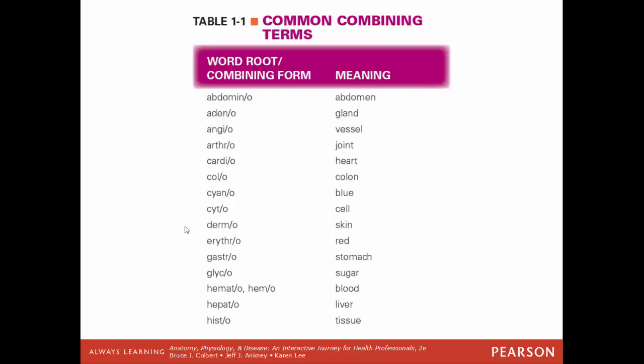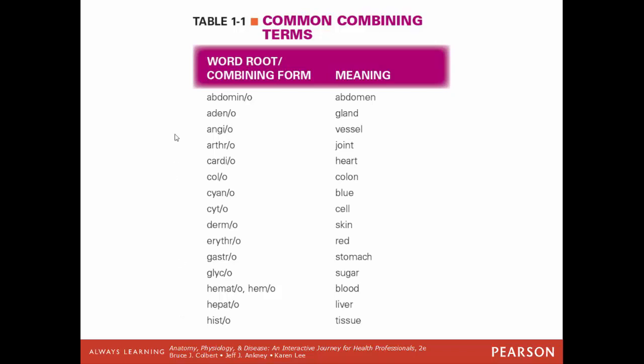And here are some very common combining terms. It would be really difficult to list every single possible combination of every prefix, every suffix, every root word. But here are some that you will see very commonly. Abdomino for abdomen. Angio, vessel. Cyan, blue. Cyan is actually a shade of blue, so cyanotic means a bluish color tint to them. Erythro means red. Gastro, stomach, and so on.